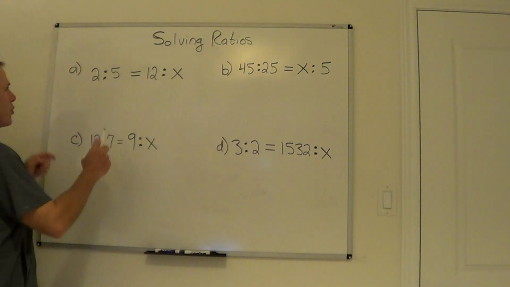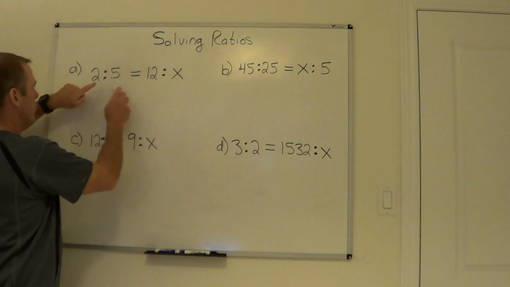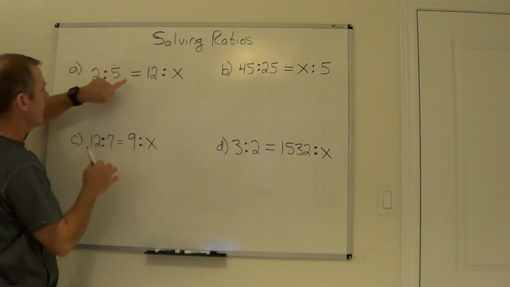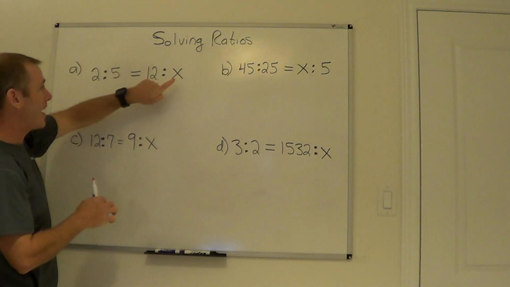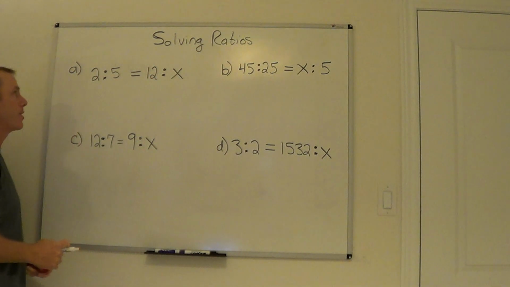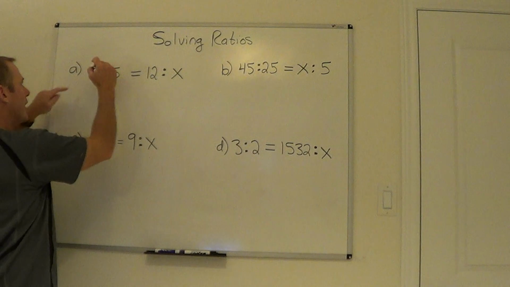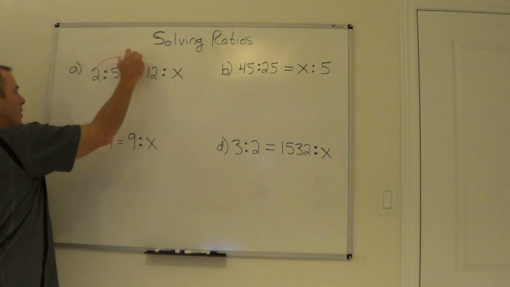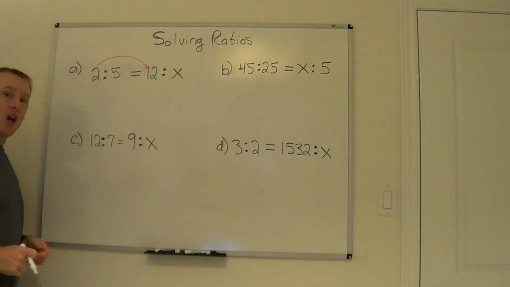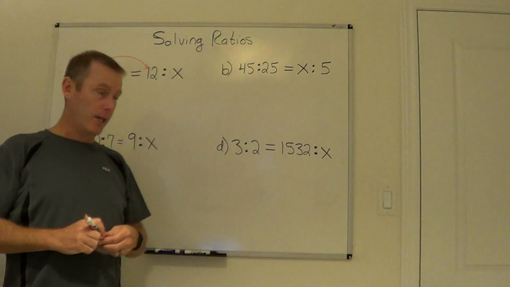Now, when you're solving a ratio, we're comparing a ratio of 2 to 5 equal to the ratio of 12 to the value of x. Because I have the first two values of the ratio, I can look at the relationship between the two of them, and if it's obvious, I can solve this very quickly.